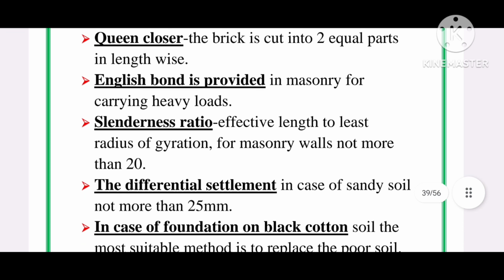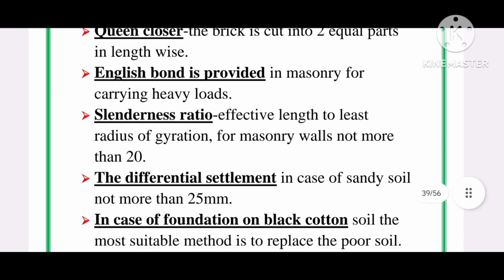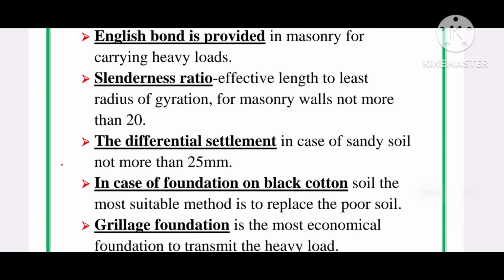Next, the differential settlement in case of sandy soil is not more than 25 mm. In case of foundation on black cotton soil, the most suitable method is to replace the poor soil.